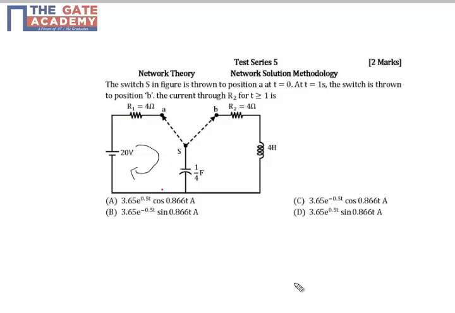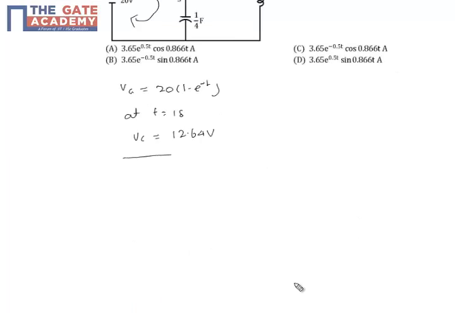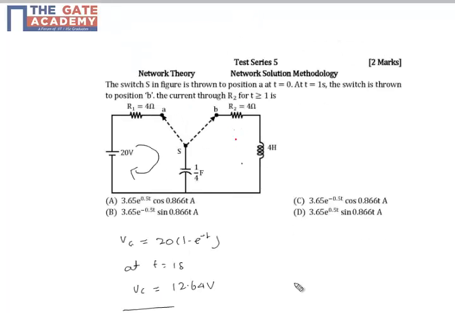Okay. Now, in the circuit we have a DC voltage source in series with a resistor and a capacitor. In such case, the expression for voltage across the capacitor is Vc is equal to 20 into 1 minus e power minus t. Now at time t is equal to 1 second, Vc will be equal to 12.64 volts.